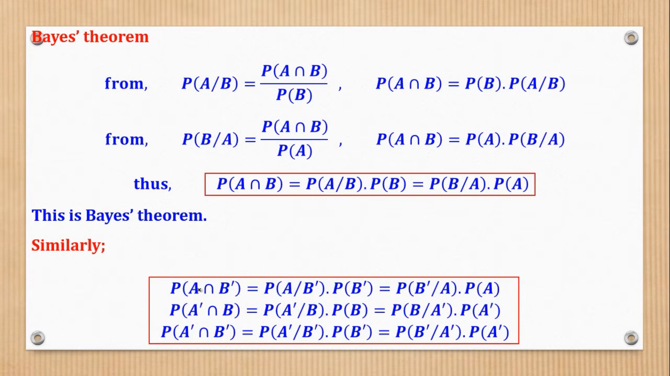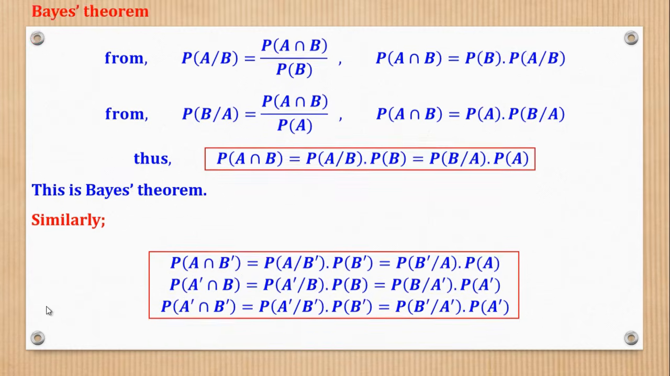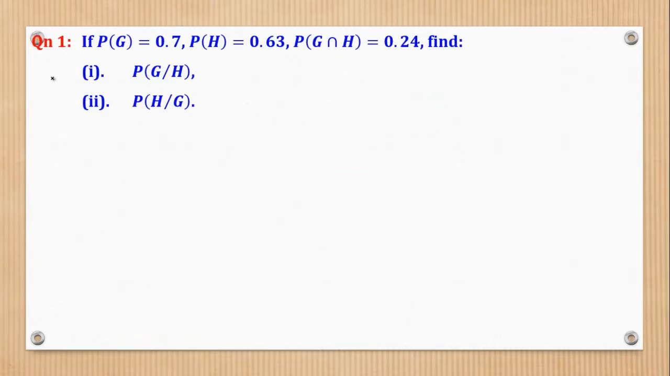So similarly, if we put complements, you have to maintain your complements. For example, if I put a complement on B, it has to be maintained where there is B. If I put a complement on A, it has to be maintained each time I write A. And if I put a complement on both, it has to be maintained on both. So with that, we shall go through some questions.